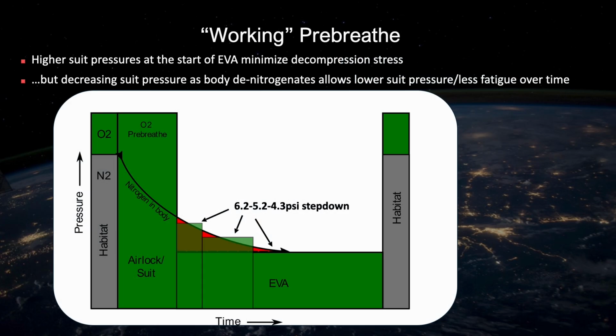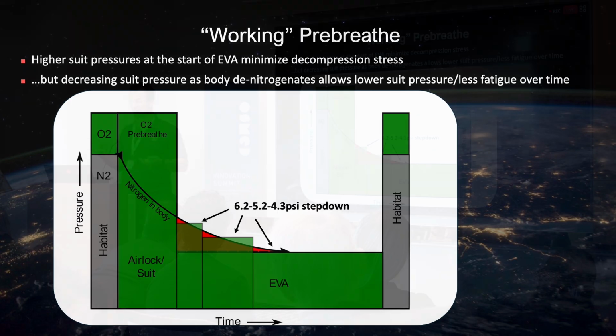Now, a higher suit pressure is great for decompression stress, but now we also have a stiffer suit. And so one of the concepts we're pushing, and we just did a test in November, we're looking at stepping down the suit pressure. So we start at high pressure, suit is a little bit stiffer, but then as we are breathing nitrogen and moving around and getting all that nitrogen out, we can give the crew a little bit of relief and lower that pressure. And that's what we call working pre-breathe or step downs.